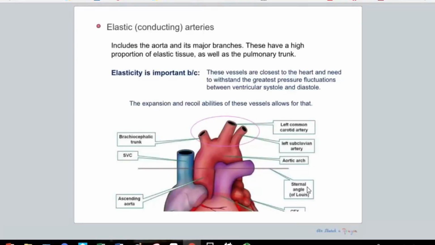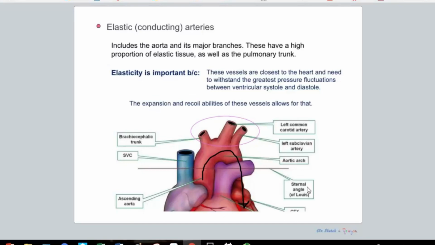Okay, so let's go to the elastic arteries here. The elastic arteries include the aorta and its major branches. So here's the aorta, which goes all the way down through the abdominal cavity, and also the brachiocephalic trunk here, common carotid artery, left subclavian artery. These are all elastic arteries, as well as the pulmonary trunk that comes out of the right side of the heart. So right there, the pulmonary trunk.